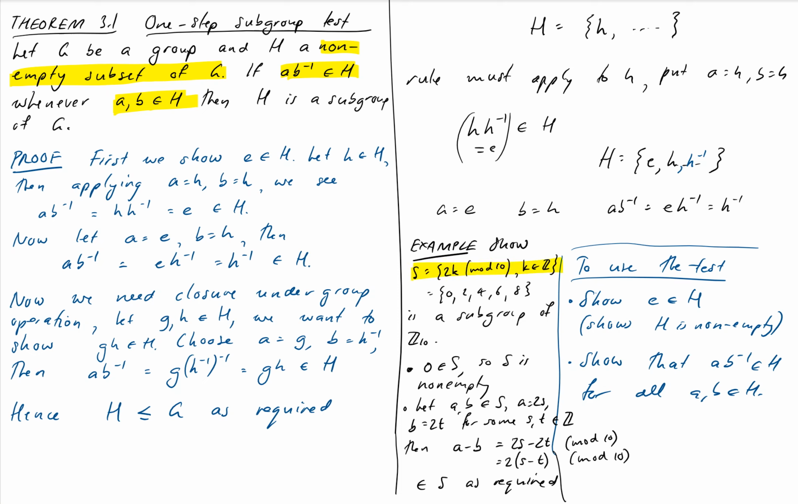So the two things you have to do, first off, show the identity is a member of the set. It's kind of step zero of the one-step subgroup test, if you like, and then just do the A B inverse or A minus B calculation and show that you get a member of the set back.